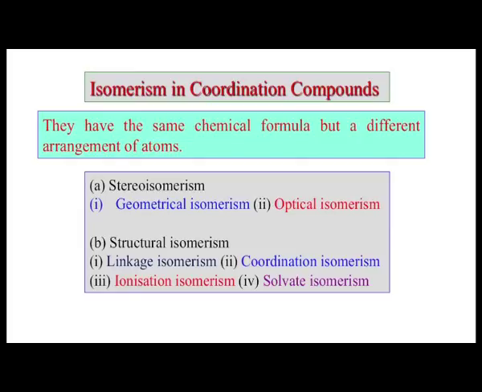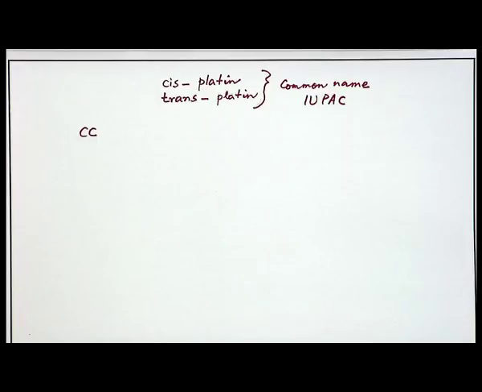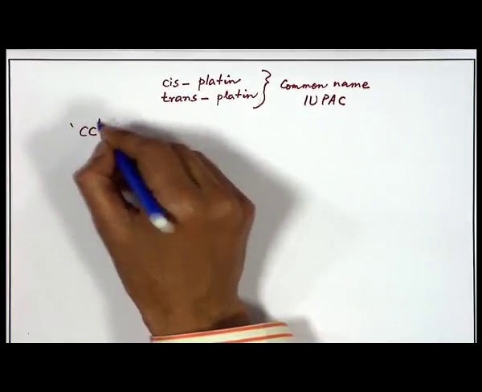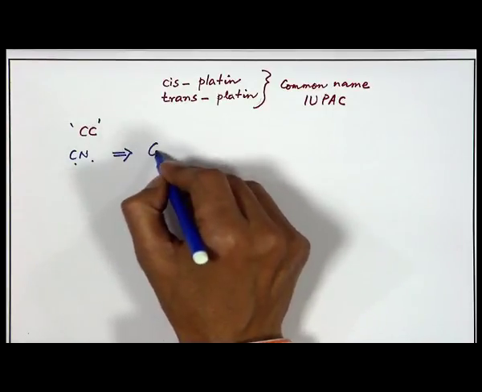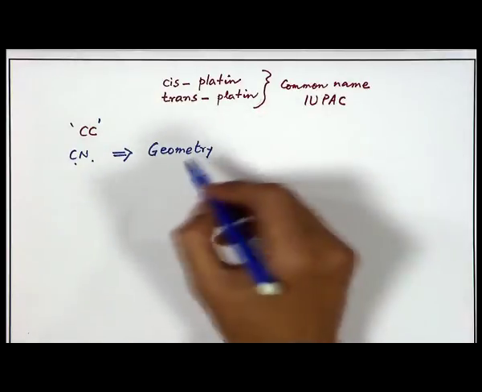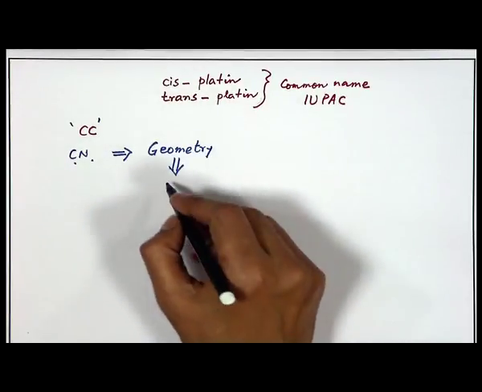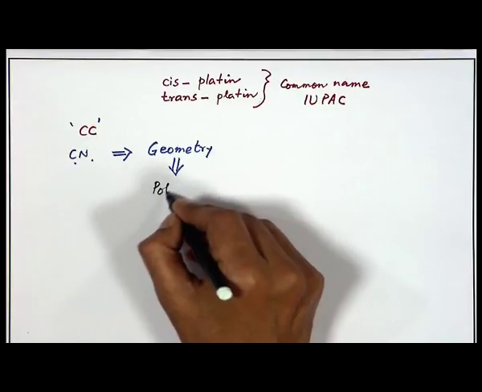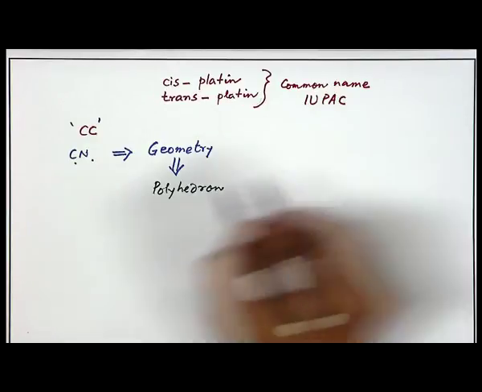So, we can have two types of isomerism. One can be considered as the structural isomerism. That means we are just looking at a coordination compound, and that coordination compound has a certain coordination number which is directly related to its geometry, and geometry means the 3-dimensional structure, and that 3-dimensional structure will give out a polyhedral arrangement or a polyhedron.